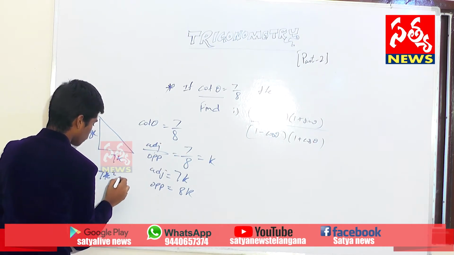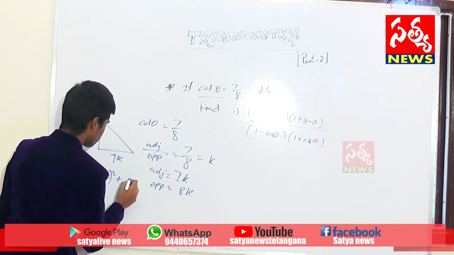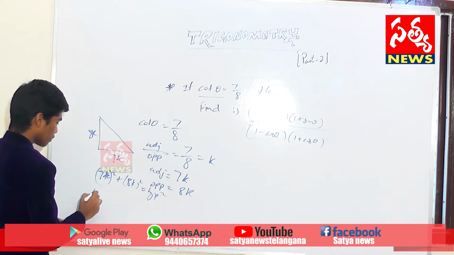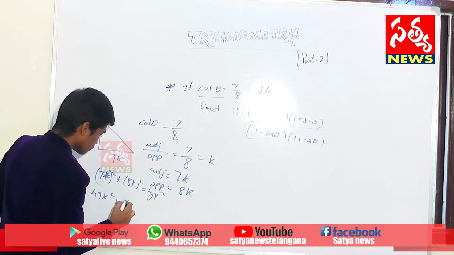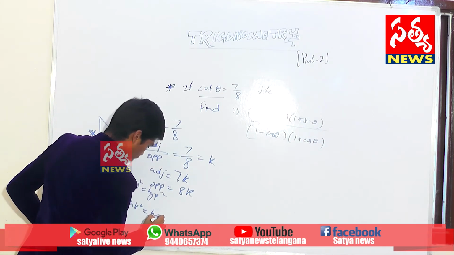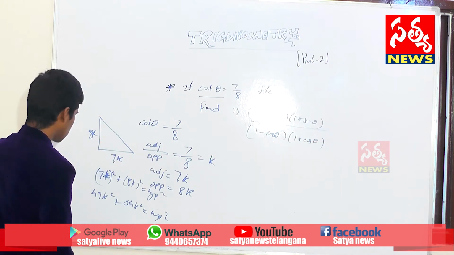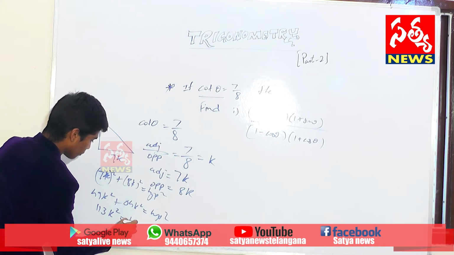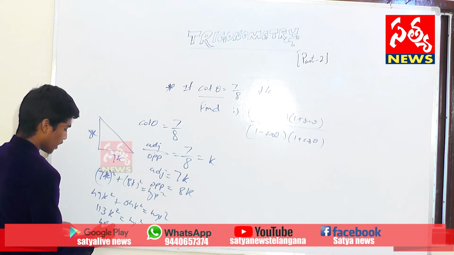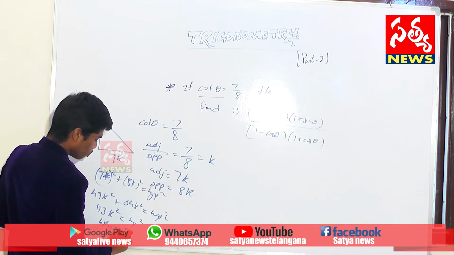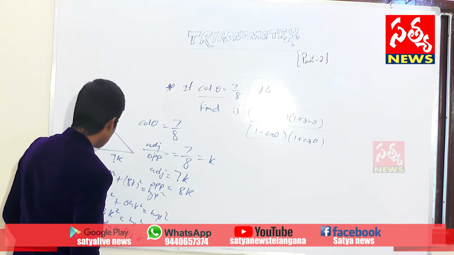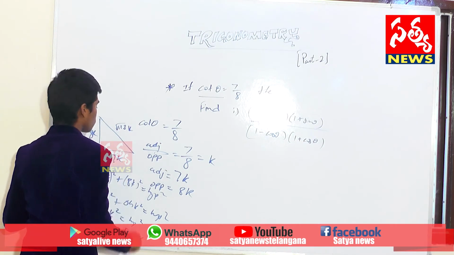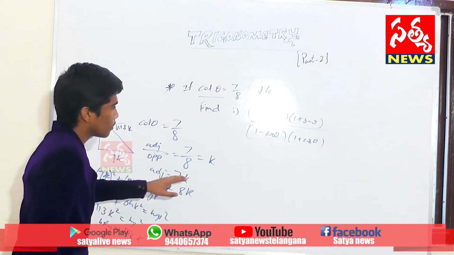opposite square plus adjacent square is equals to hypotenuse square. 49k square plus 64k square is equals to hypotenuse square. 64 plus 49 is 113k square equals to hypotenuse square. So we get hypotenuse as root 113k. This is root 113k. Okay.